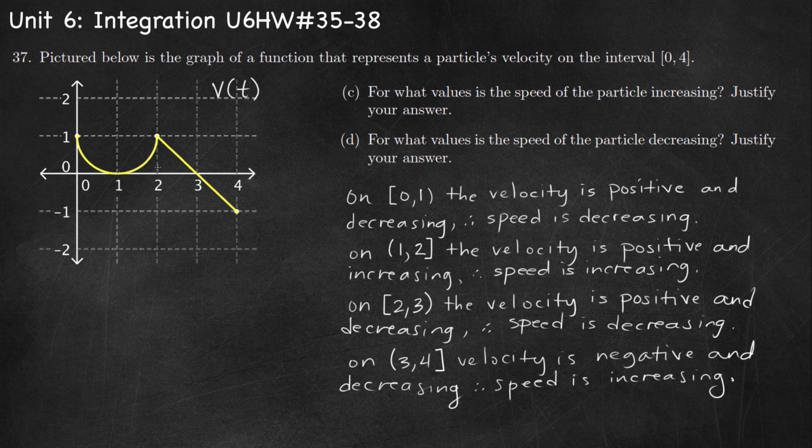Now, another way to answer this question or to justify it would be to create a speed graph. And the speed graph is just the absolute value of the velocity graph. So if we took the absolute value of this graph, wherever it's positive, that's going to stay the same. And where it's 0, it's going to stay the same. So all this stuff is going to look the same on the speed graph. But then when the velocity is negative, we have to reflect that across the x-axis. So the speed graph here is going to go up at the end. So now we can see the speed is decreasing from 0 to 1, increasing from 1 to 2, decreasing from 2 to 3, and increasing from 3 to 4. So that would be another way that we could justify our answer there.